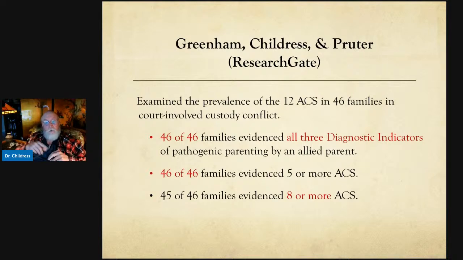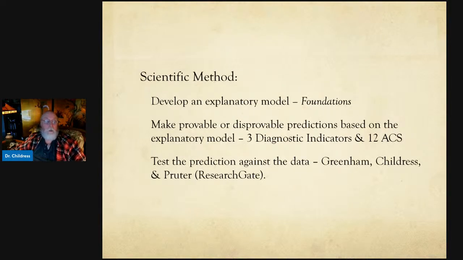And 45 of the 46 families had 8 or more. So mostly we have 8, 9, 10, 11 of the 12 ACS for most of the families. And you can look at the paper and it'll break it down for you. So that's pretty impressive. Now, the scientific method is to develop an explanatory model, which I did, and then to make provable or disprovable predictions based on an explanatory model, which I did. I'm predicting based on foundations that the 3 diagnostic indicators will be present 100% of the time with this pathology, and you'll have a lot of the 12 associated clinical signs.